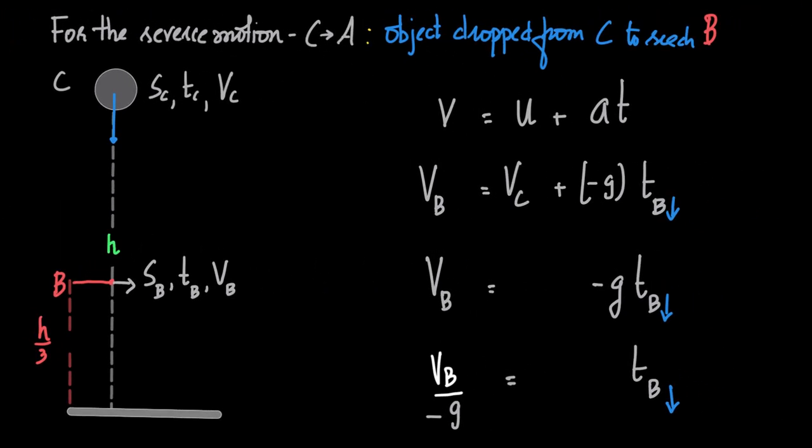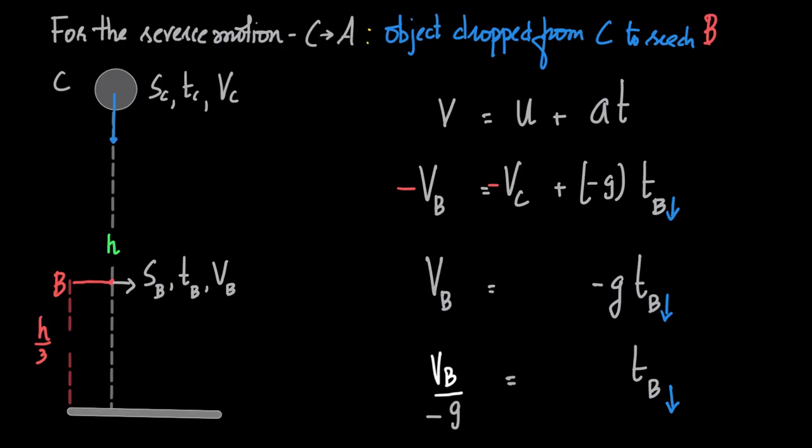Now, the first equation, V is equal to U plus AT. What is VB? It is VC plus minus G into TB. Exactly. This is where the mistake comes in, right? Is there something wrong in this equation? You pointed it out correctly. This is wrong. Why? Because velocity is acting downwards. It is minus VB. Initial velocity as well, it is acting downwards. It should be minus VC, which doesn't matter here. Why? Because it is dropped from rest. Okay.